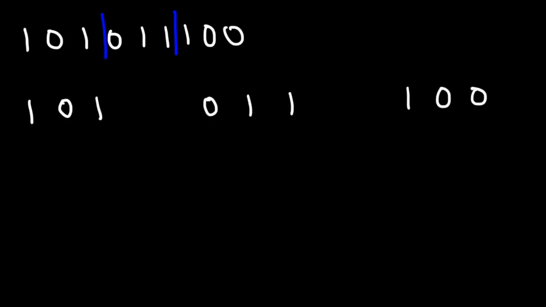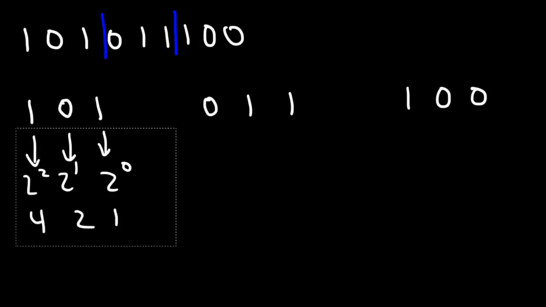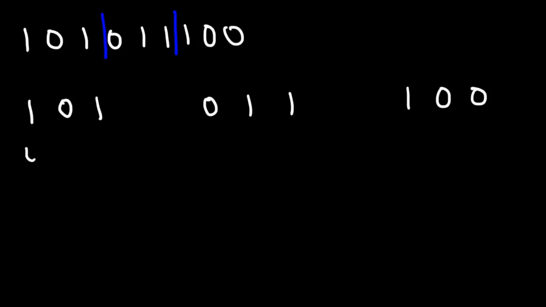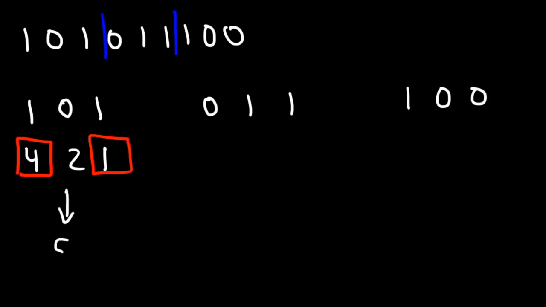So now, each group of 3 binary numbers, convert it into a decimal number. And remember, to convert binary to a decimal, we need to multiply by powers of 2. So we would multiply this by 2 to the 0, which is 1, this one by 2 to the 1, which is 2, and this one by 2 squared, which is 4. So this is 4, 2, 1. So at this point, it's easier to use 4, 2, 1 instead of powers of 2. But understand that it's based on powers of 2. Now we have a 1 with a 4 and a 1 with the 1. So 4 plus 1 corresponds to 5. 0 times 2 is 0, so we could ignore any zeros.